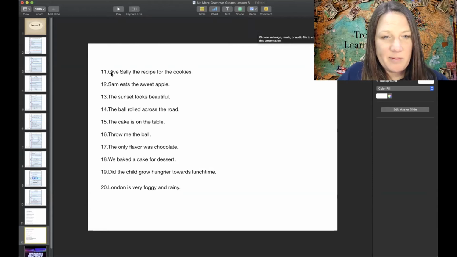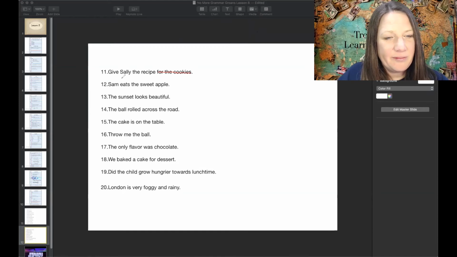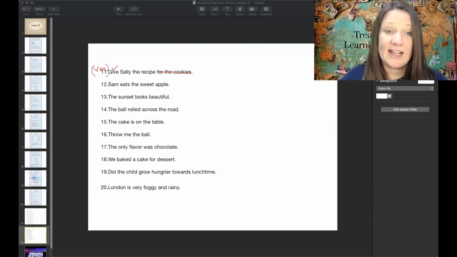Give Sally the recipe for the cookies. Do you see a prepositional phrase? For the cookies. Now, what is the verb? Give. Now, what are we going to do? We need a subject. So, who gives? Sally gives? Sally gives the recipe? It says, give Sally the recipe. Remember, we have an understood you over here. I'm talking to you. You give Sally the recipe.